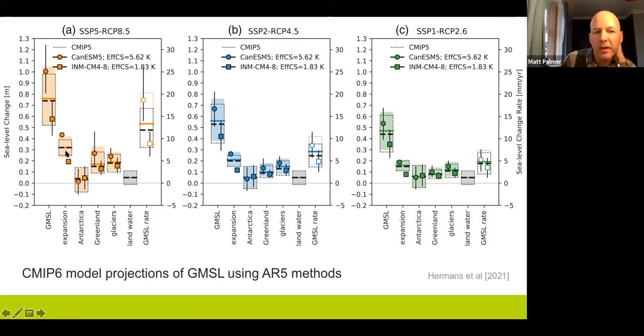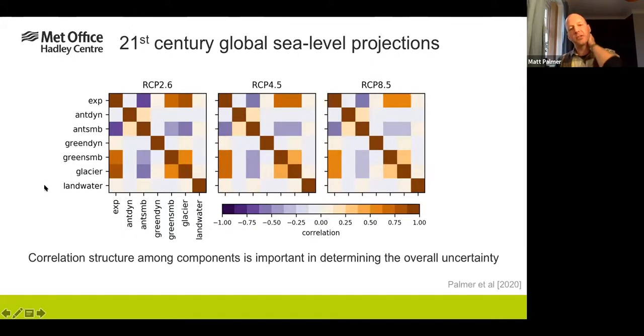Okay, so one thing, I apologize, this is such a busy plot. There's a lot of information here to take in. But one of the key things to me is understanding how these different uncertainties, which are associated with the width of these bars, relate to the total uncertainty here. And it's not as straightforward as you might think because of the correlation structure being different across the different terms. So this is thermal expansion, the ice dynamics for Antarctica, surface mass balance for Antarctica, and so on for Greenland, the glacier and the land water contribution.